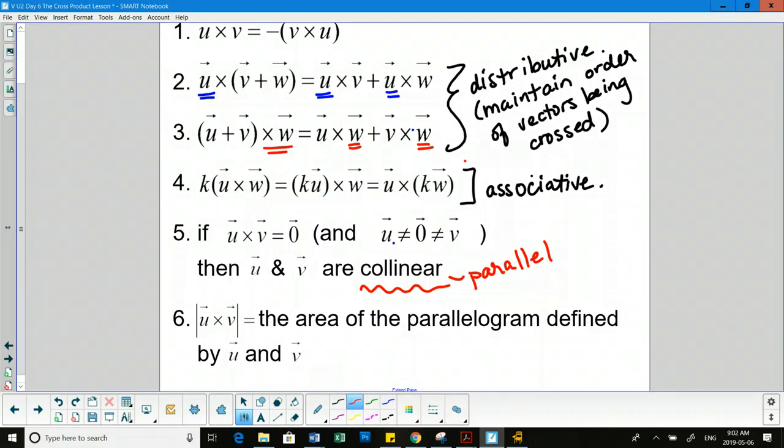Can someone remind us what happens when the dot product equals 0? What does that tell us about our vectors? That tells us that they're perpendicular. If the cross product equals the 0 vector, it tells us that they're parallel. Makes sense, right? What if u equals 0, but v doesn't? Both of them can't equal the 0 vector, yeah. So tell me, why would the cross product of two parallel vectors equal the 0 vector?